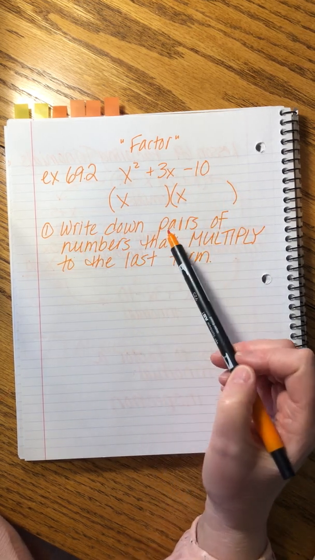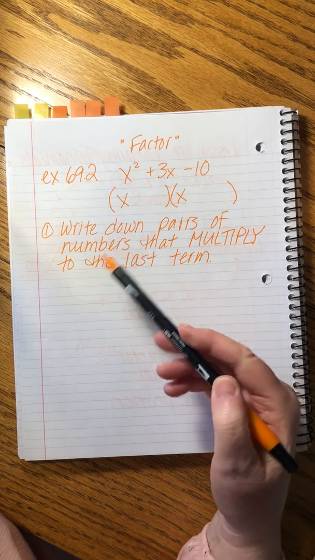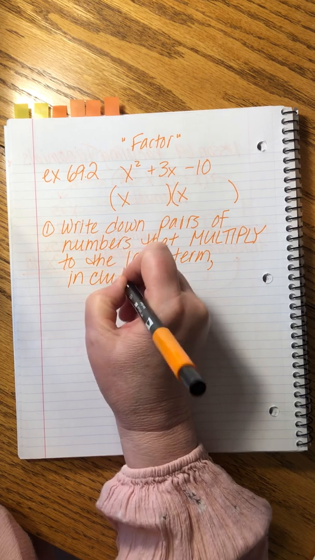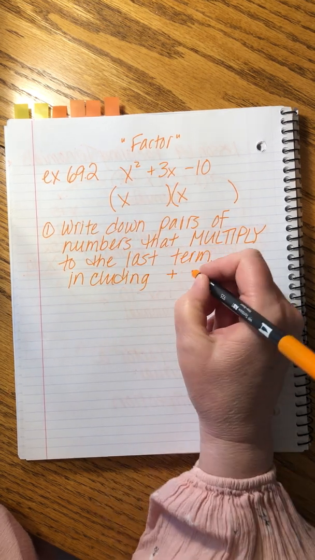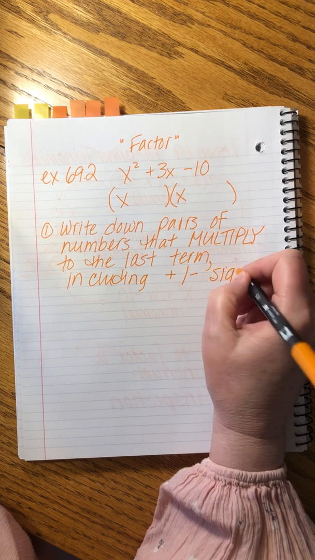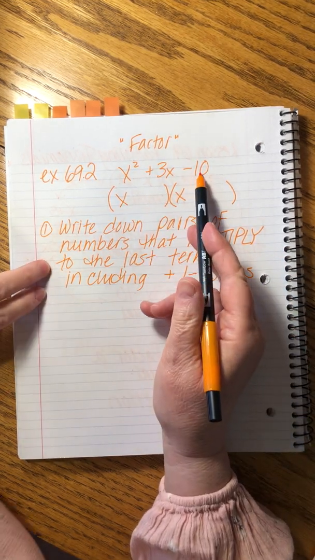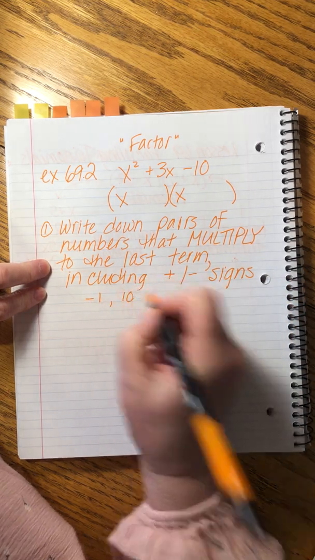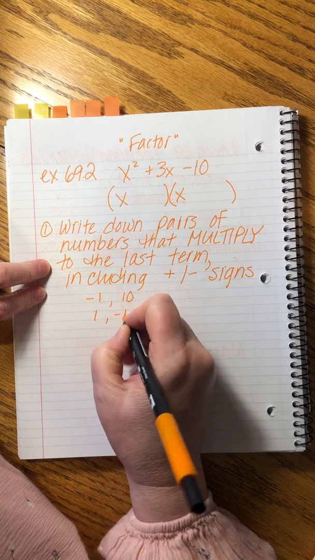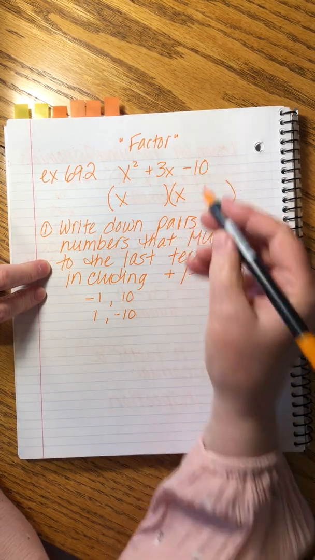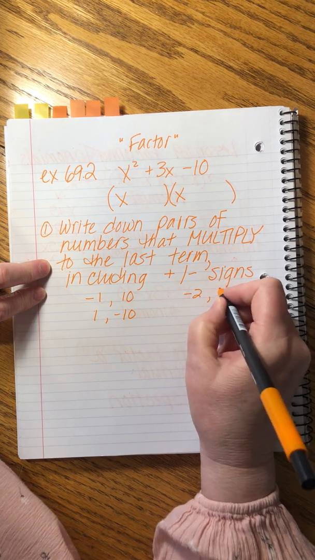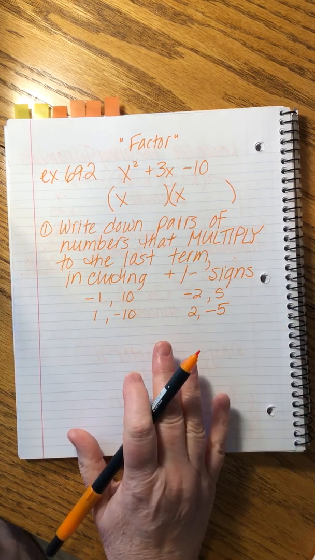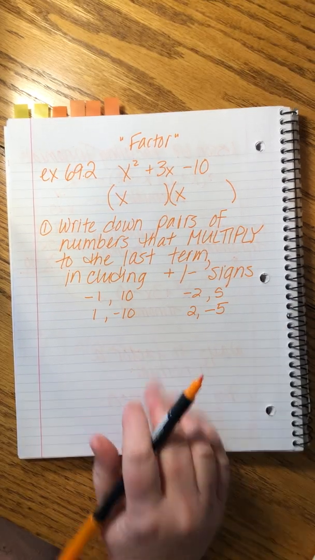Okay, so what we do is we write down pairs of numbers that multiply to the last term, including the plus and minus signs. All right, so what are some numbers that multiply to -10? Well, there's -1 and +10, and there's +1 and -10, and then 2 and 5, right? We could do -2 and +5, or we could do +2 and -5, all right? Eventually, we'll carry this work in our heads, but for now, I want you to write it down.